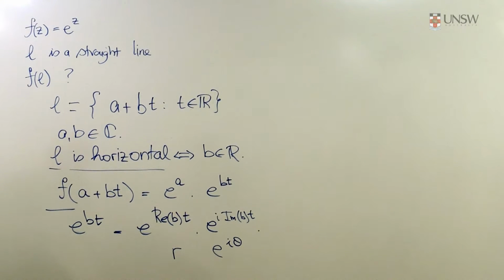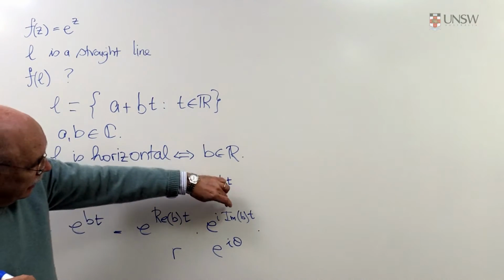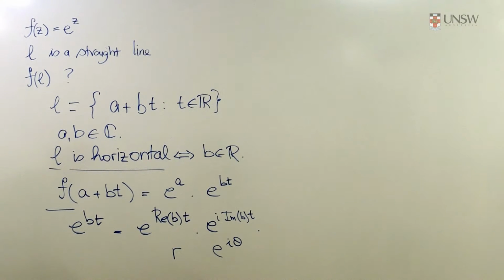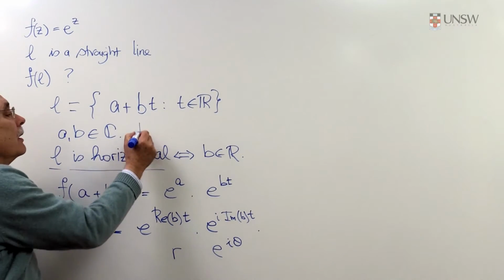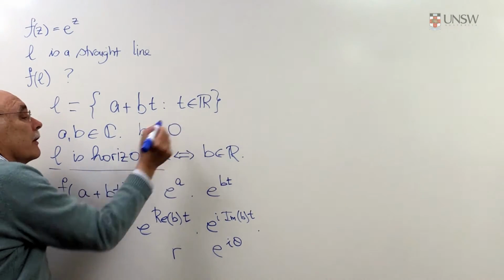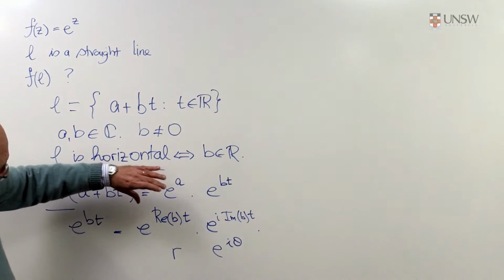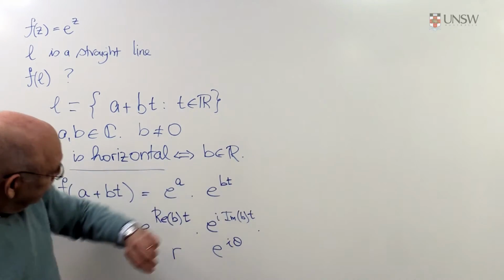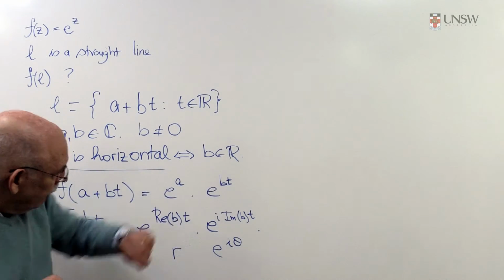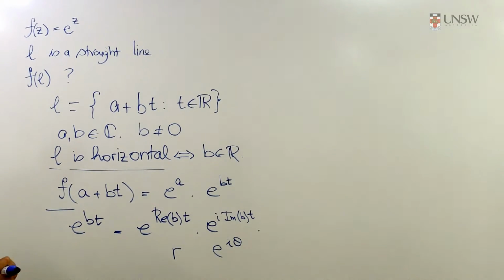Now, there are several possibilities. This may be zero, this may be zero. We'd better make sure that b is non-zero, because otherwise we have a rather dull straight line. We only have a point, and that's really not to be considered. So we can't have both of these zero, but we might have both of them non-zero. So there are a range of possibilities.